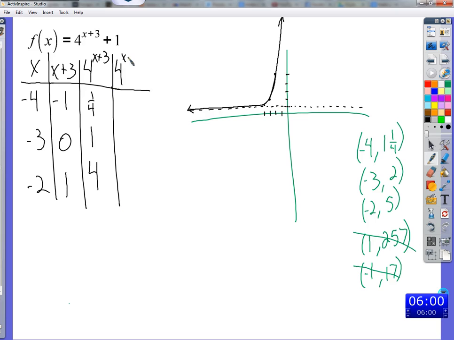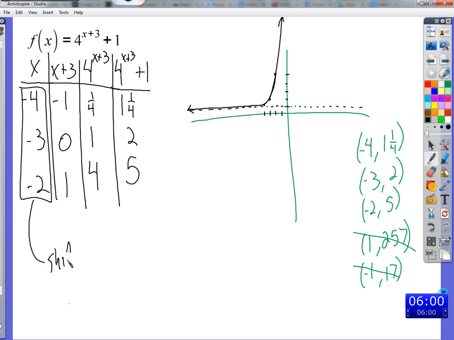Then after we raise 4 to that exponent, we're going to add 1 to that number. So 1/4 plus 1, 1 plus 1 is 2, 4 plus 1. So we found the exact same outputs. It's not really that different a method. But if we write it down this way, it kind of explains why we have a shift to the left 3. Because those x values need to be 3 less. So then when I add 3 to them, I get the negative 1, 0, 1 exponents that I like to get.